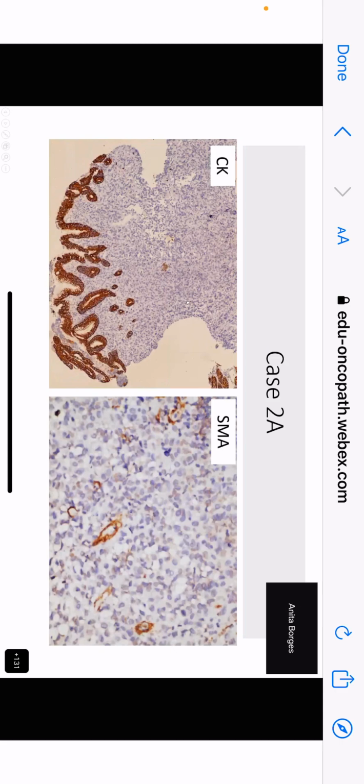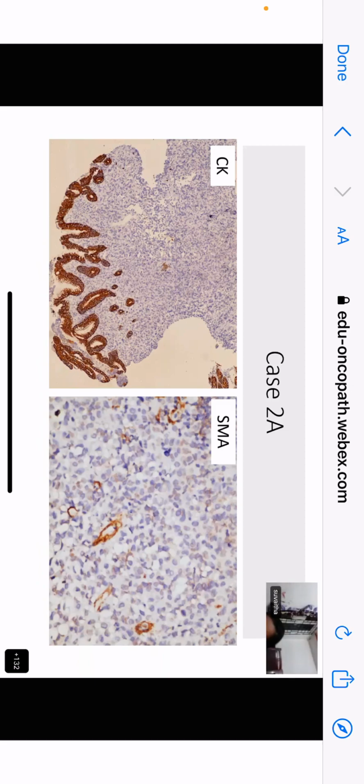So now let's take case 2A. Here is the CK. All right. So what is it? Come on, Suveta. It is taken up in the epithelium. It's positive. Very good. And the gastric epithelium and the glands, excellent. So what about the tumor? Tumor is negative, ma'am. Right. Now tell me about smooth muscle actin. It is positive in the tumor cells.